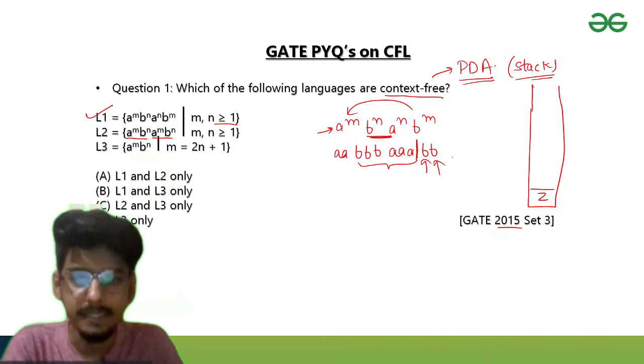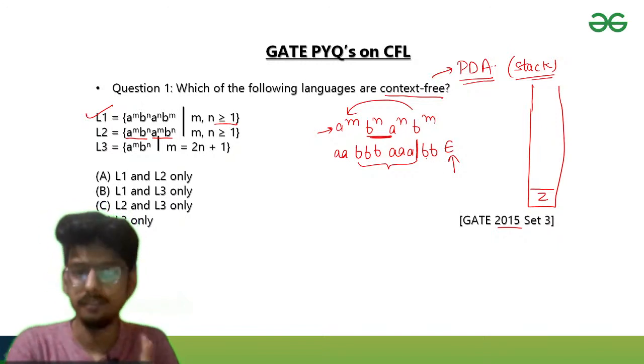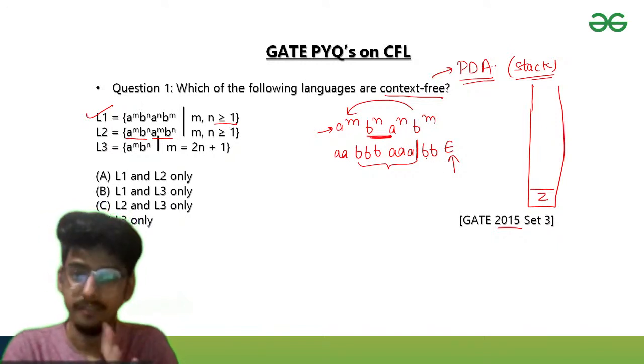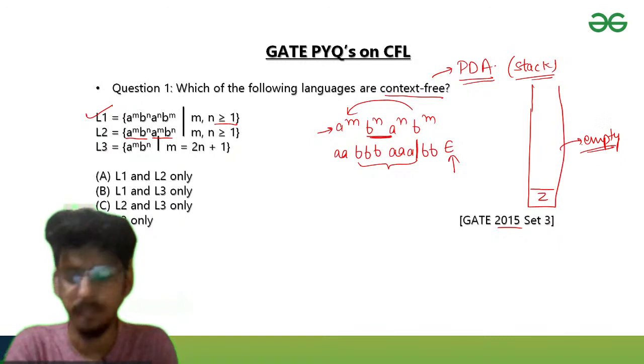And now I am at the end of the string, which can be written as an epsilon, which denotes that you have reached the null or the end of the string. And now when you have reached the end of the string, the stack is empty, and therefore you will accept the string. Okay, so I will just recap the logic of what I did.